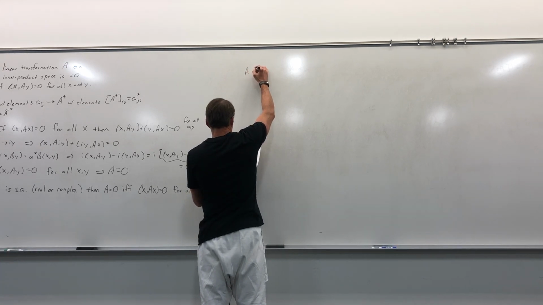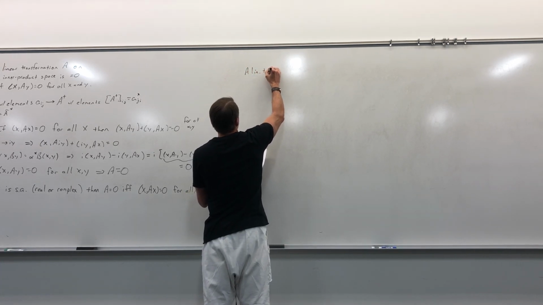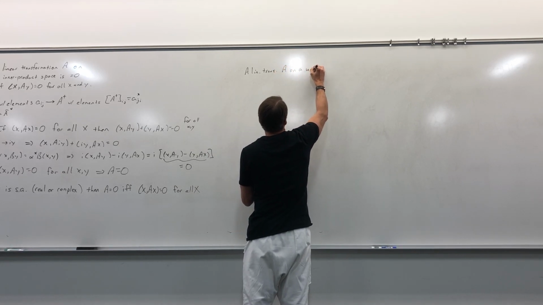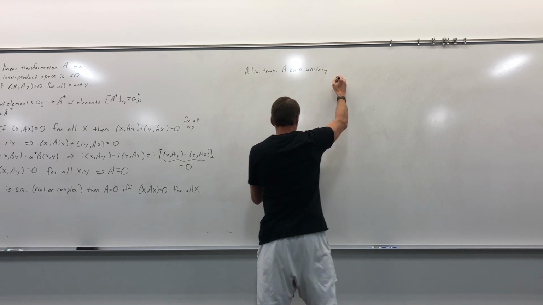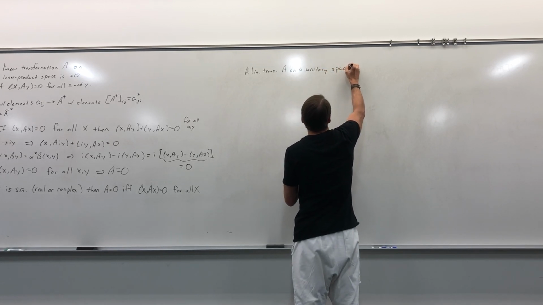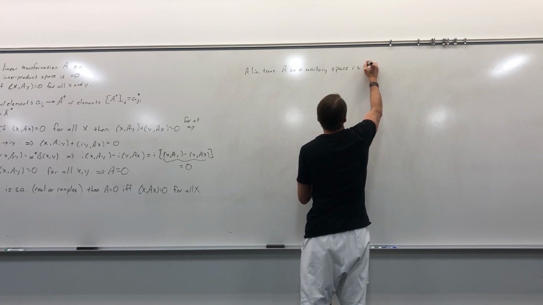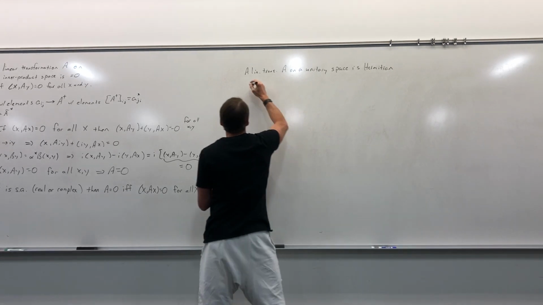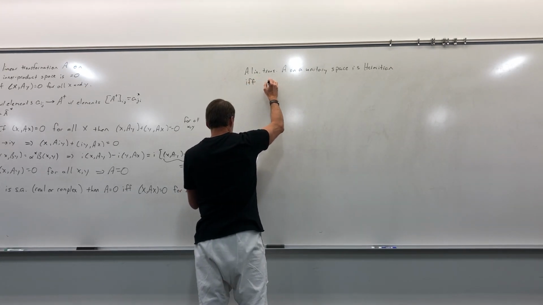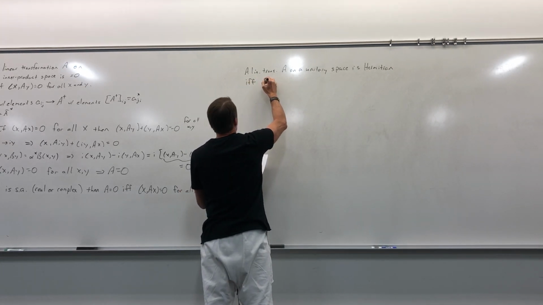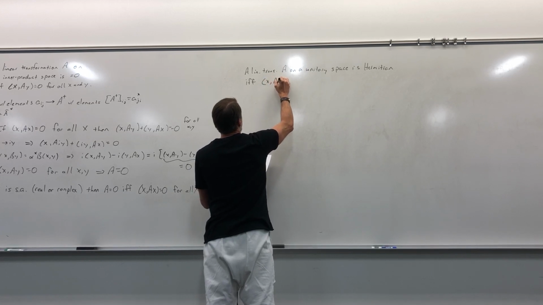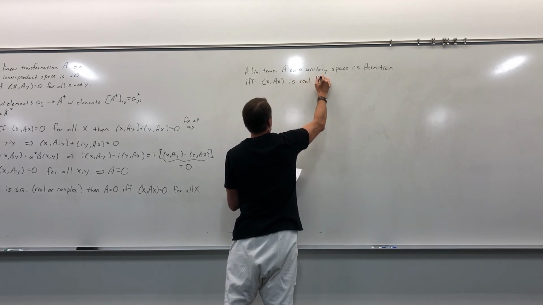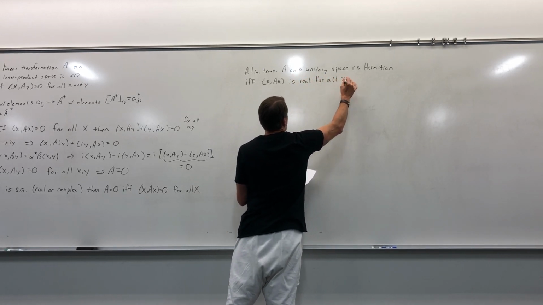First, a linear transformation A on a unitary space is Hermitian if and only if <x, Ax> is real for all x.